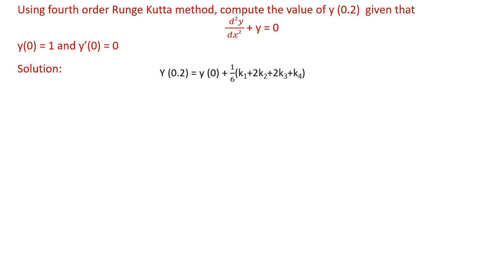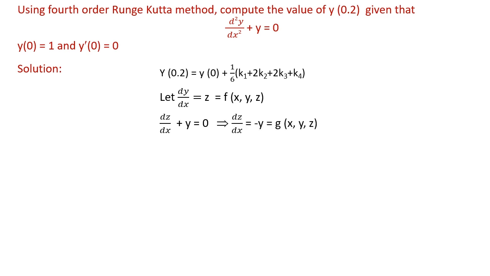Since the equation is a second order differential equation, our first attempt is to change it to a first order form. So let's consider dy by dx is equal to z, and we consider this as a function f, which is a function of x, y and z. Then the given differential equation can be written as dz by dx plus y equal to 0, which we can write as dz by dx equal to minus y, and this we consider as another function g, a function of x, y and z.